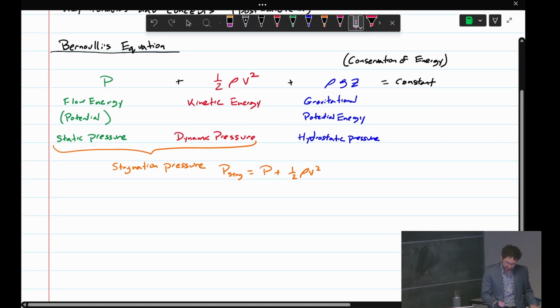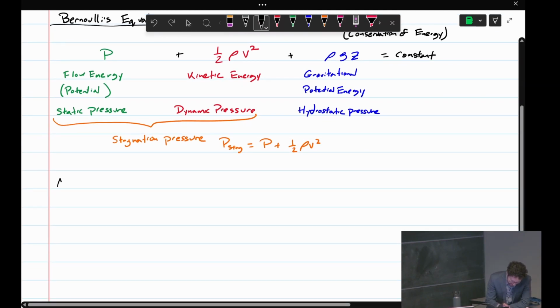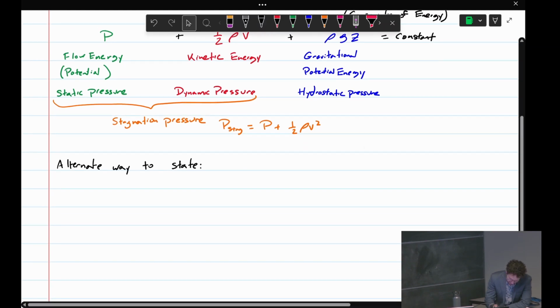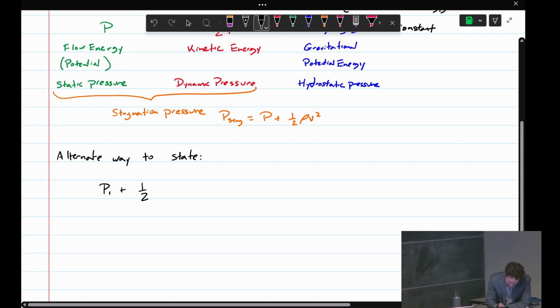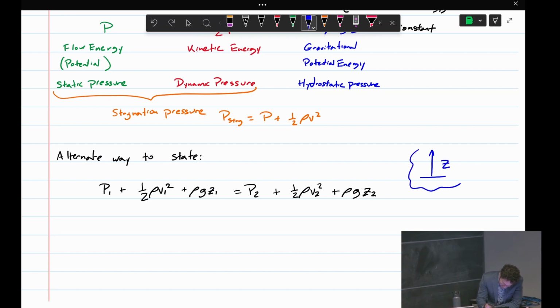I've stated that the main point of Bernoulli's equation is that the sum of all these is constant, but that means we can link two different points together. An alternate way to state it is that P1 plus 1/2 rho V1 squared plus rho g Z1 equals the same variables, just at a different point, point 2. Sometimes Bernoulli's equation is stated like that. There's a common mistake we need to be aware of: Z is defined positive upwards here. Remember that this is the definition of Z in this equation.